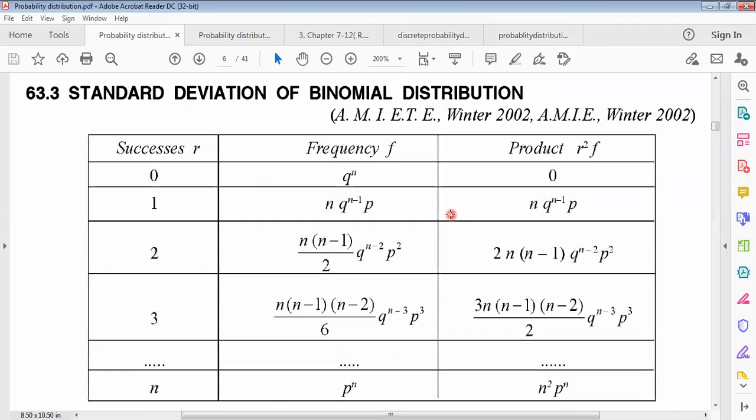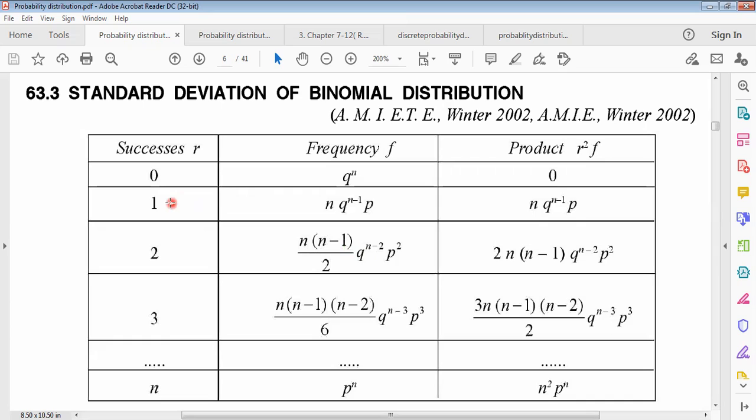Now, the standard deviation of a binomial distribution. Similarly, we draw a table with 3 columns. The first column consists of successes r, 0 to n, and the frequency will be this. This is the second column, and the product of r square f. That means you have to square r, then multiply with the individual frequency.